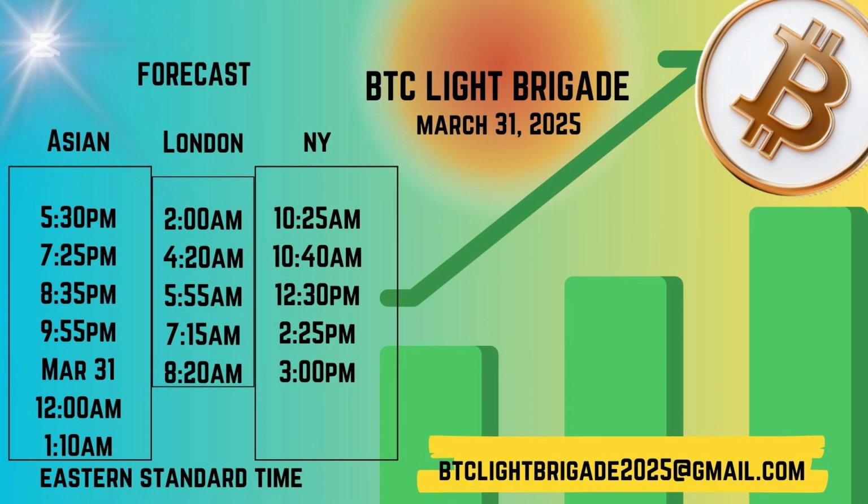All right, folks, and here is the forecast for Monday, March 31st. Broken down into 3 sessions once again, Asian, London, and New York. And please note the first 4 timings listed under the Asian session are for March the 30th evening, okay? It starts at 5:30 there. And we kick over to the 31st when it says 12 a.m. And by now, if you've been following our videos, you'll know exactly what to do when those times come up.